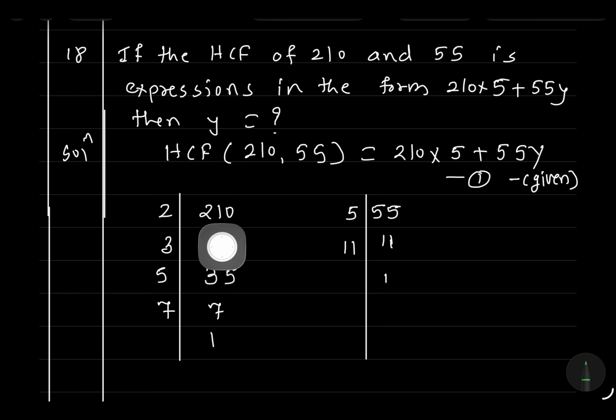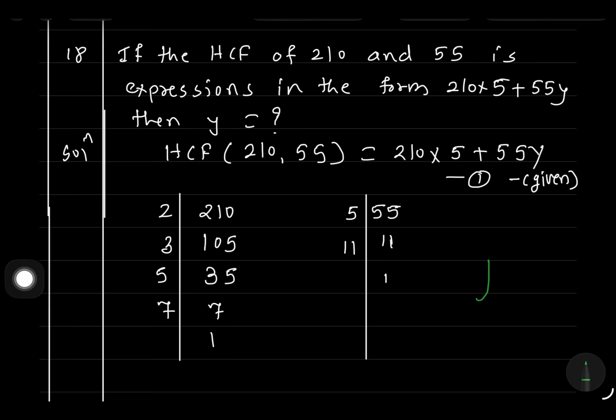So with the help of the prime factorization method, 210: the unit place 0 is there, so it is divisible by 2. 2 1s are 2, here 1 is there, so 1 is not divisible by 2, so we take 10, and 2 5s are 10, so 105. So 105 is divisible by 3 because 1 plus 5 is 6, and 6 is divisible by 3. Dividing by 3, 3 3s are 9.